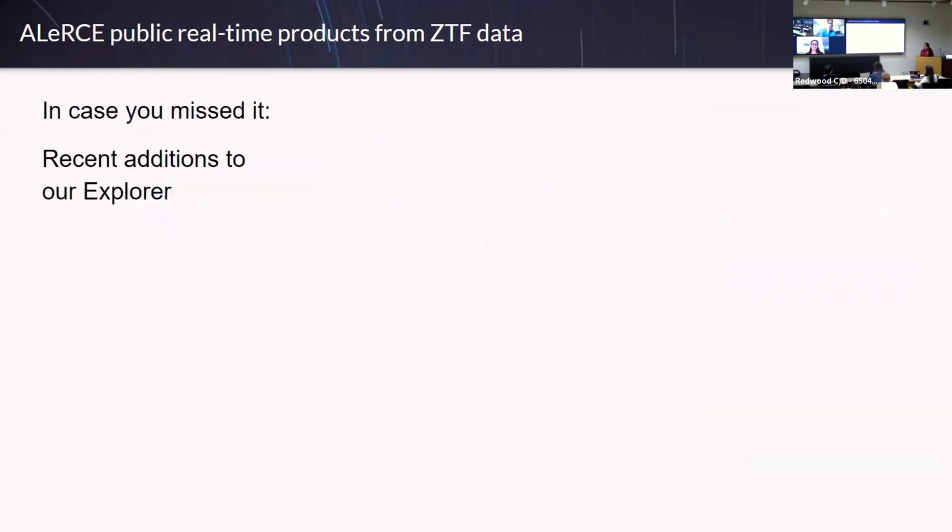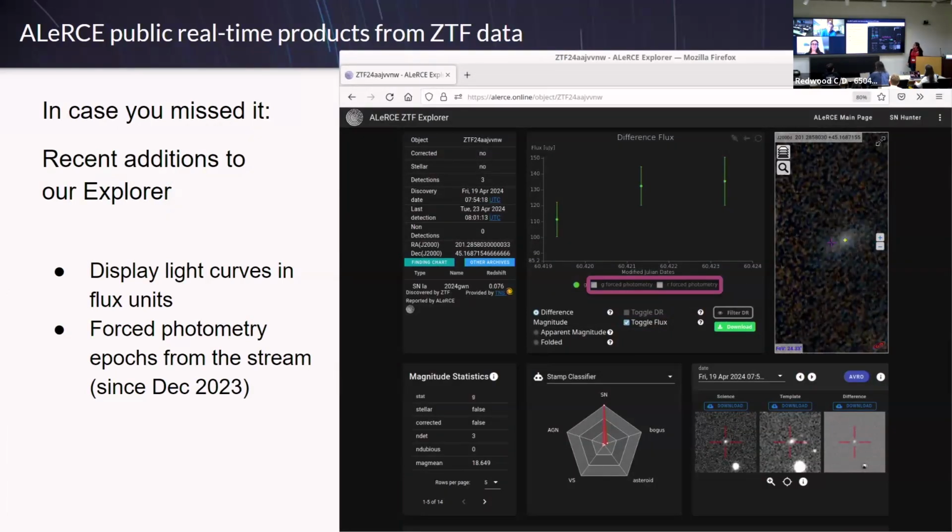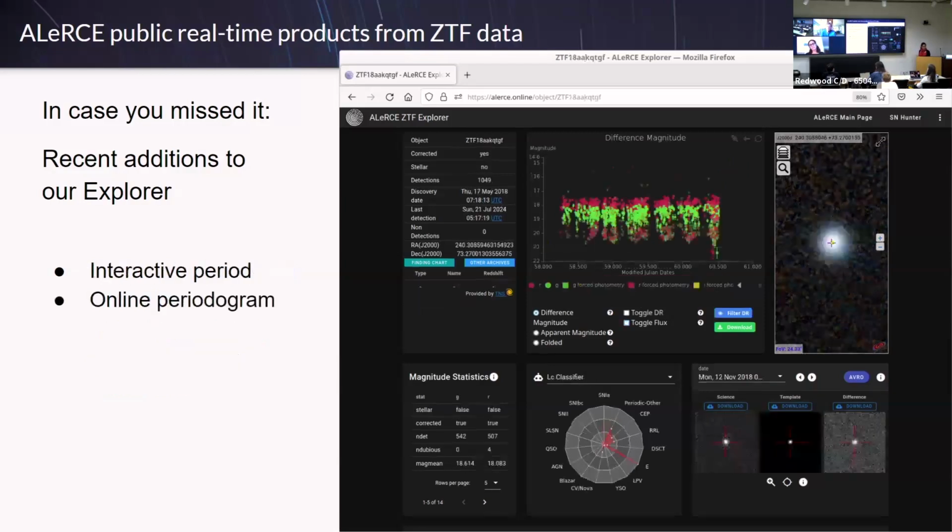And recently, we added some features to this Explorer. In particular, we can now display the light curves in flux besides magnitude. And also note that since last year, we are also including the forced photometry. It's essential, for instance, because if you just include the detections, you cannot track the early part of the light curve for transients. So it's very useful to have this information, and that is available for you.